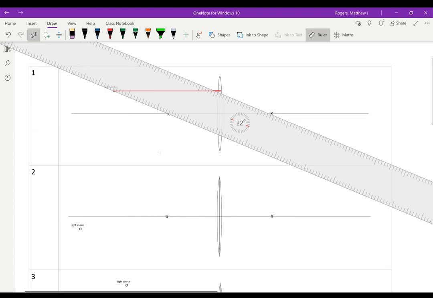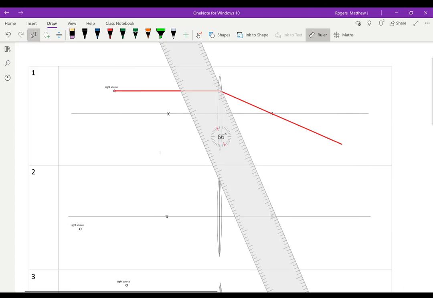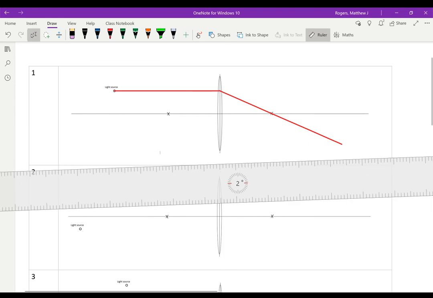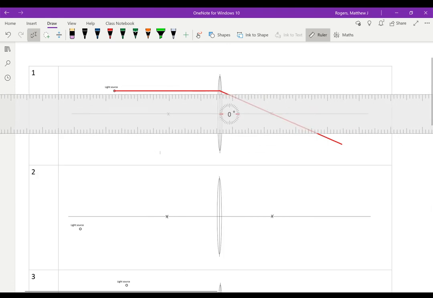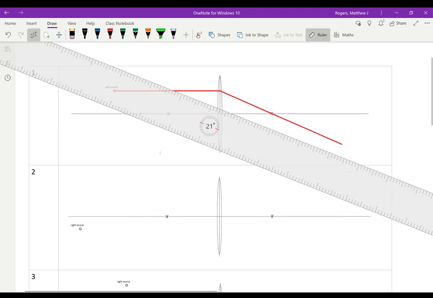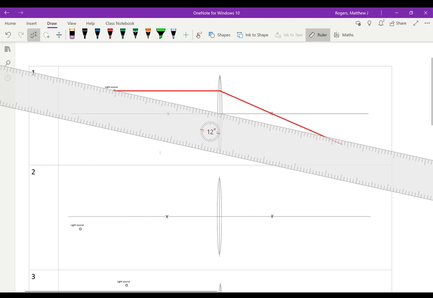Every time I do one of these diagrams, ray 1 on its way to the lens travels parallel to the principal axis. That's this horizontal line through the middle. Remember, this is perpendicular to what's called the optical axis, this vertical line through the lens. And because of how lenses are defined, after it hits the lens, it has to pass through the focal point on the other side.